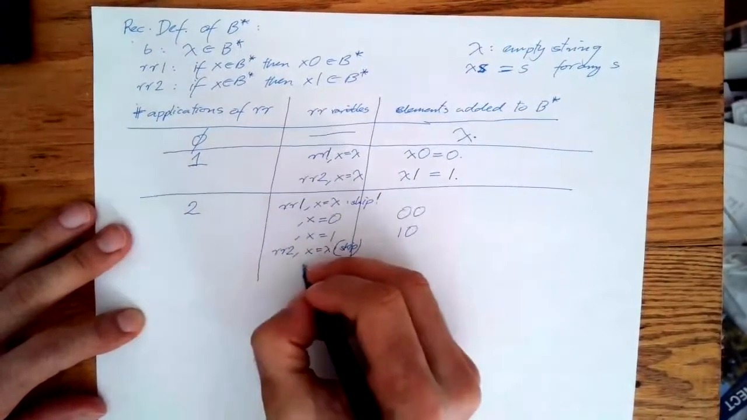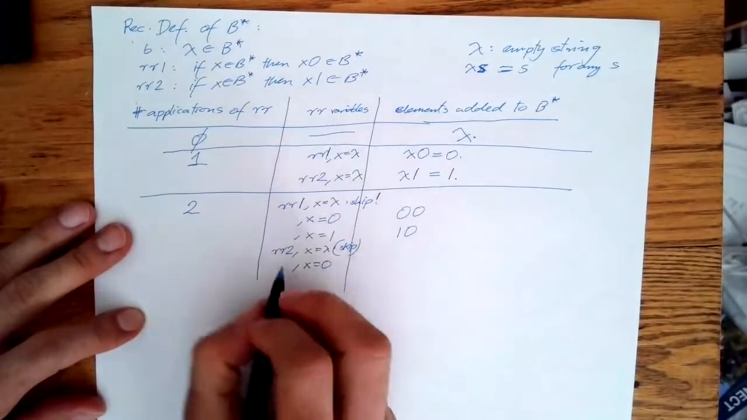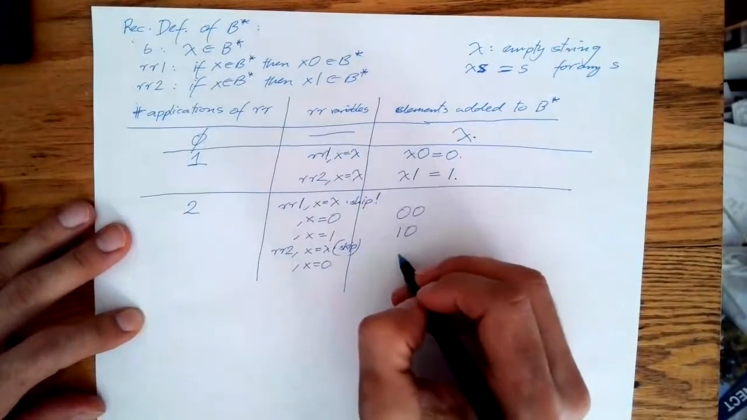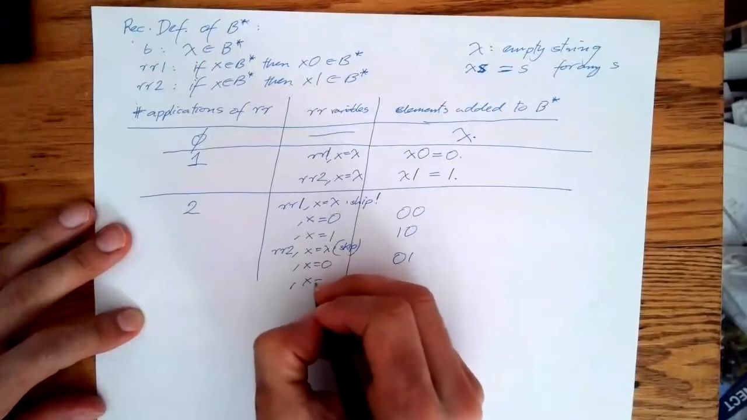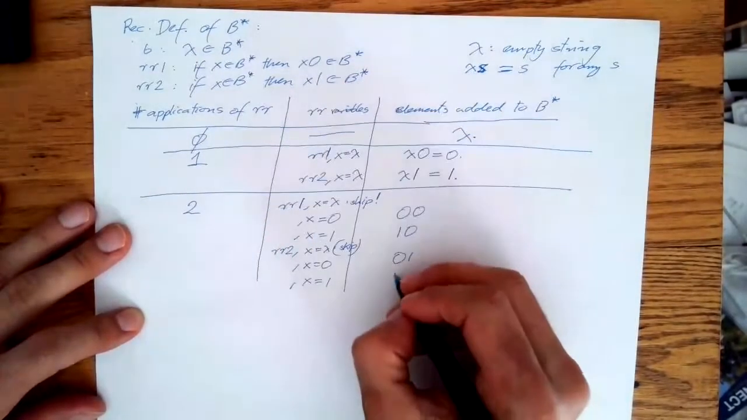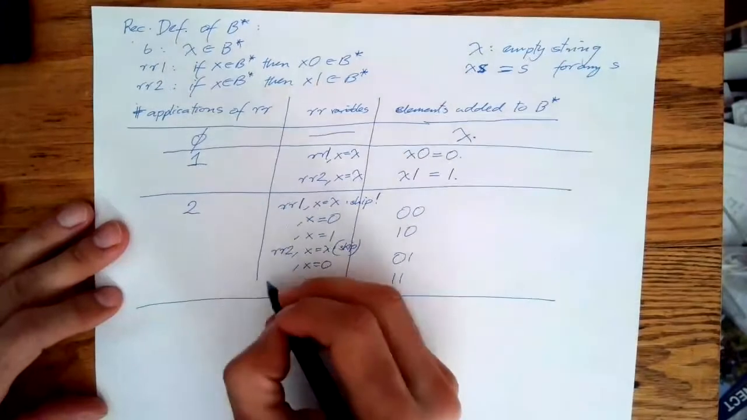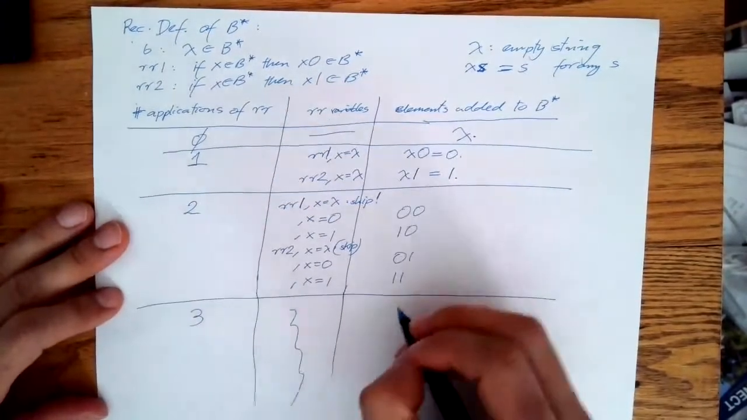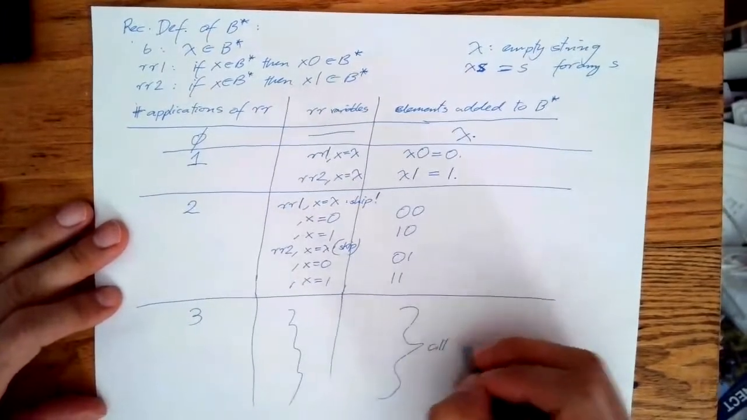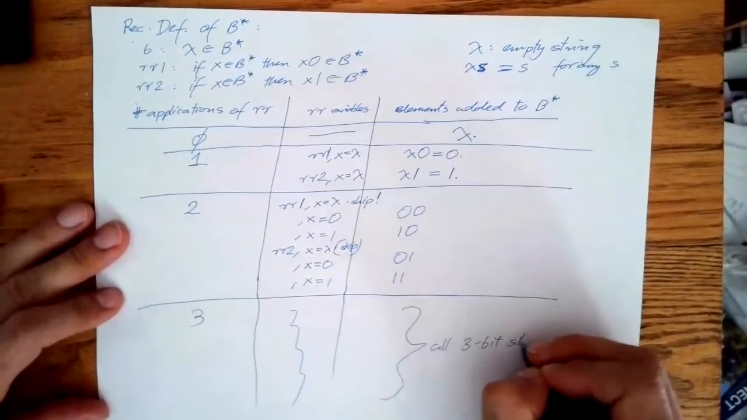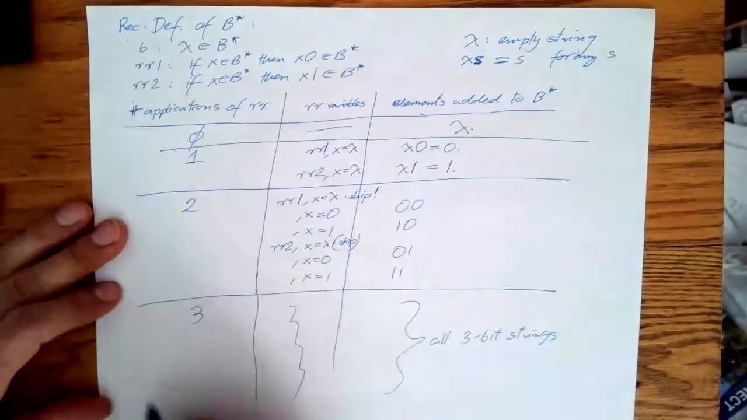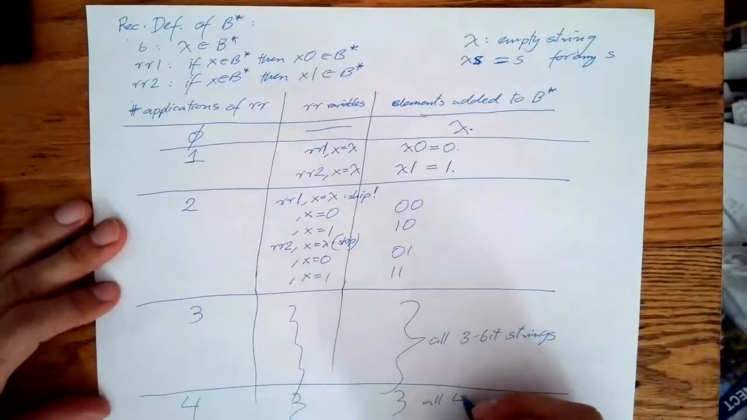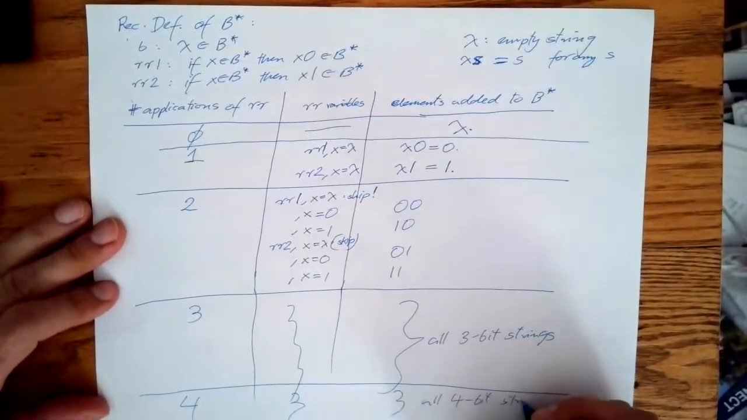Instead, let's look at what recursive rule 2 adds when X is 0. Well, it will add 0, 1, which is new. And with X equal to 1, it will add 1, 1, which is new. So basically, now perhaps you can see that I'm going to now add all 3-bit strings. And if I do 4, then I will add all 4-bit strings, etc.